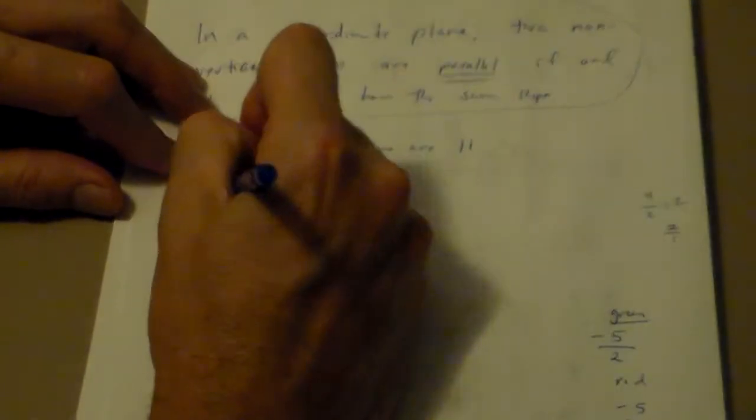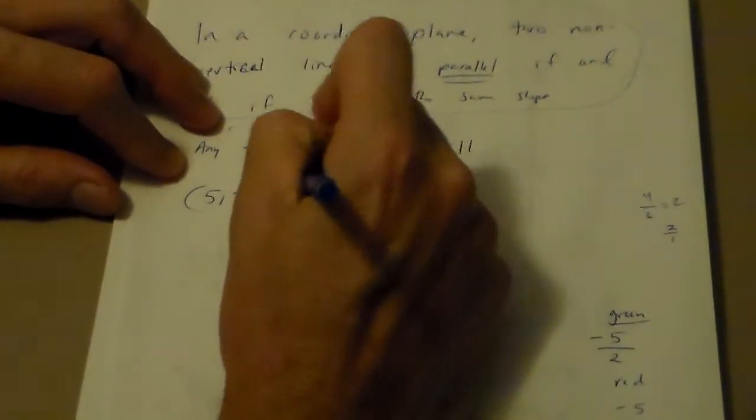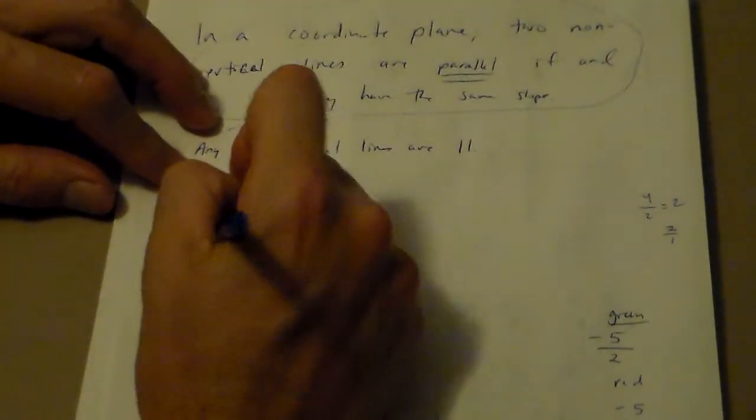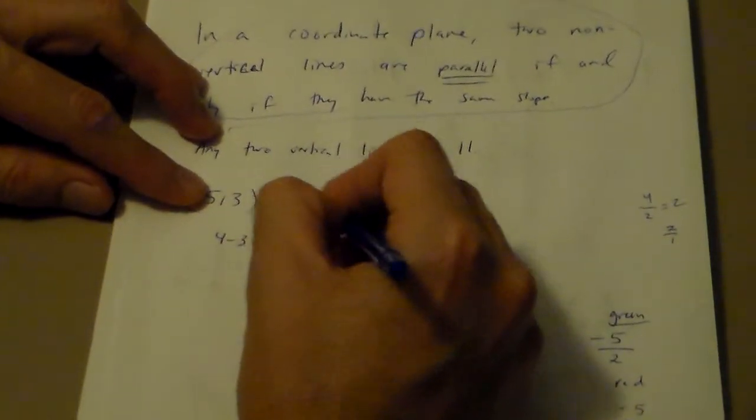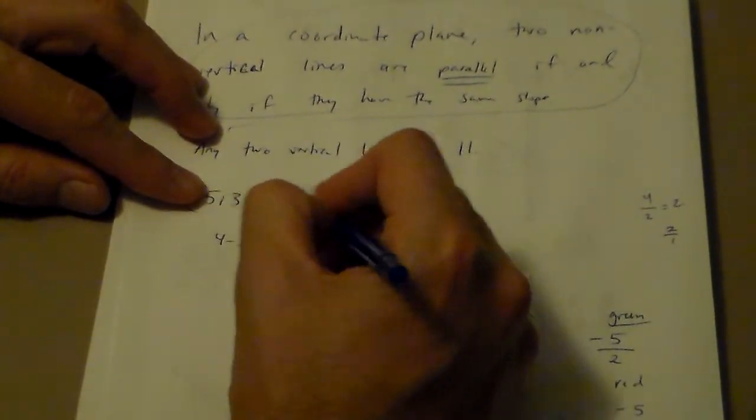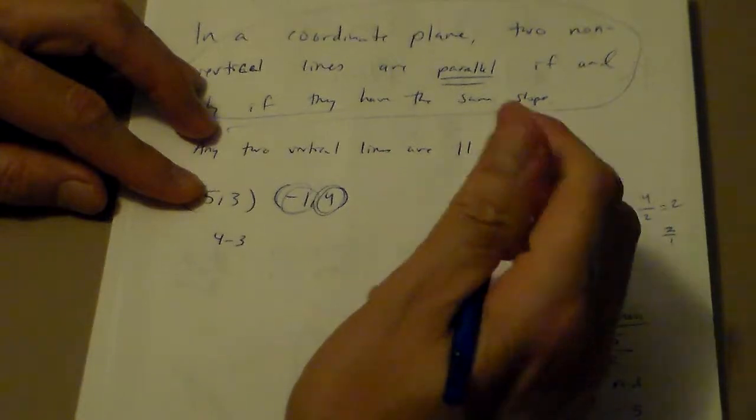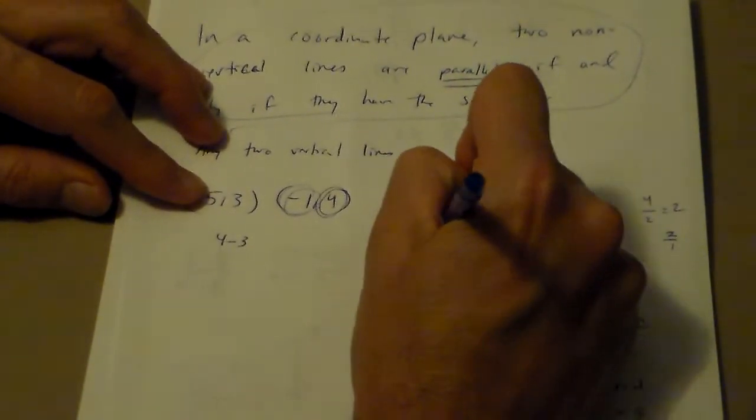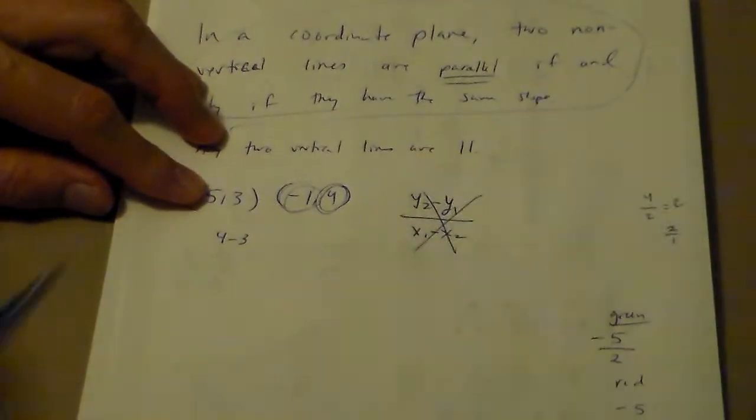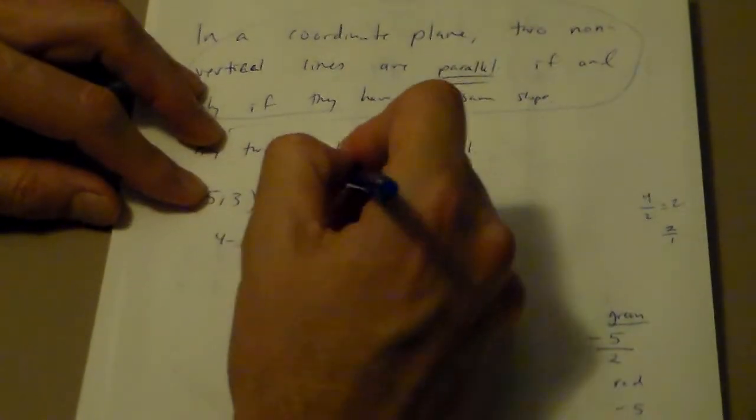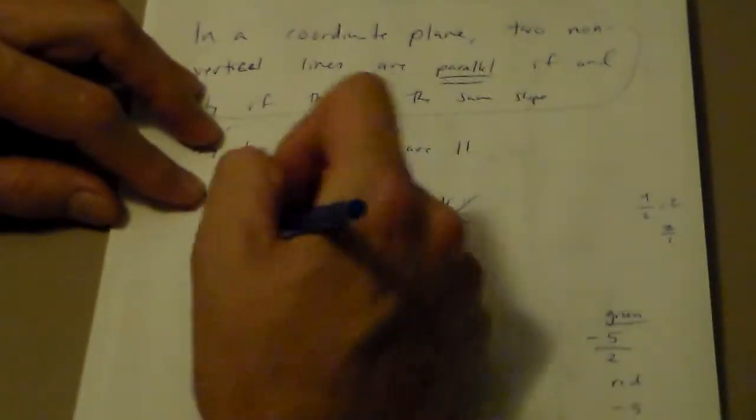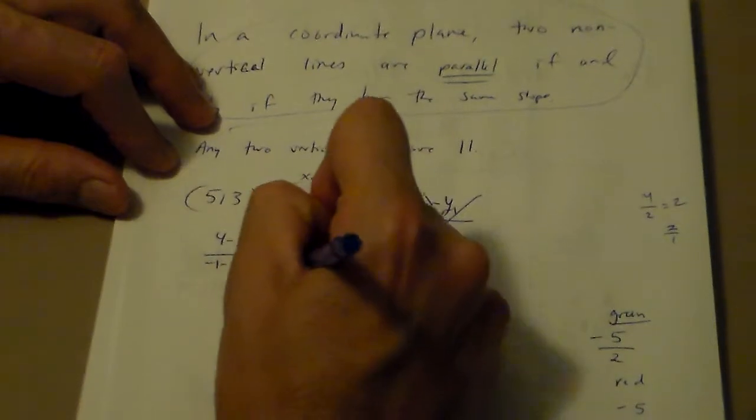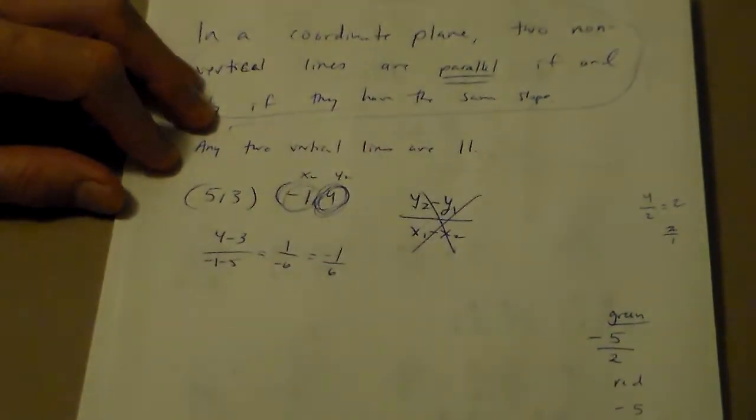Most times when you see problems like this, they're going to give you a problem like 5, 3, negative 1, 4, find the slope. So then you would go 4 minus 3. Now if I start here with my y2, then this has to be x2. You can't do y2 minus y1 and x1 minus x2. If you do that, you will be wrong. So if I start with this as my y2, then this has to be x2. So then I do negative 1 minus 5, and I get 1 over negative 6, which is negative 1/6.